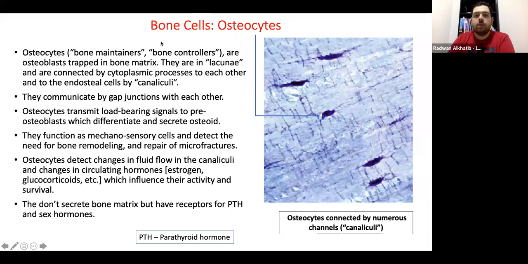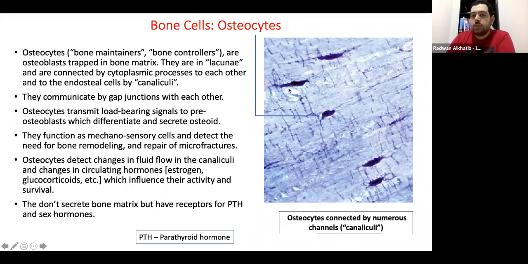Next, we will talk about the osteocytes. These are basically the osteoblasts that were building the bone, but now they have become trapped in the material that we're building. Once they become trapped, they become kind of inactive cells. They just maintain the bony structure. Okay, so basically the osteocytes, these are the bone maintainers. They just maintain the bone structures. Okay, they are basically osteoblasts that are trapped in the bone matrix, as you can see here.